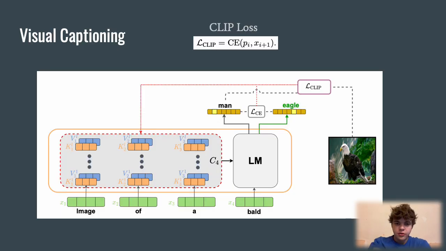So moving on to visual captioning. Visual captioning is when you create a sentence that describes an image. So in this research paper, they generally start all their phrases with "image of a," as you can see in the little diagram we have here.